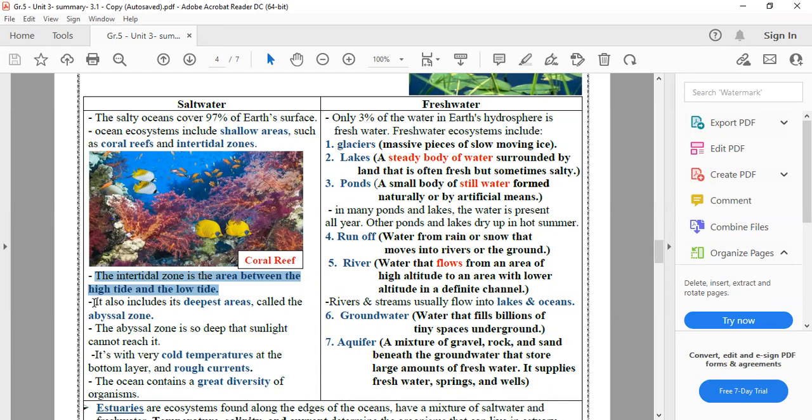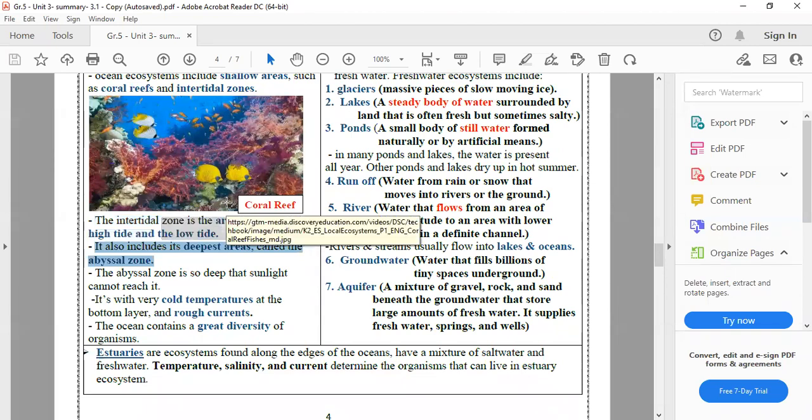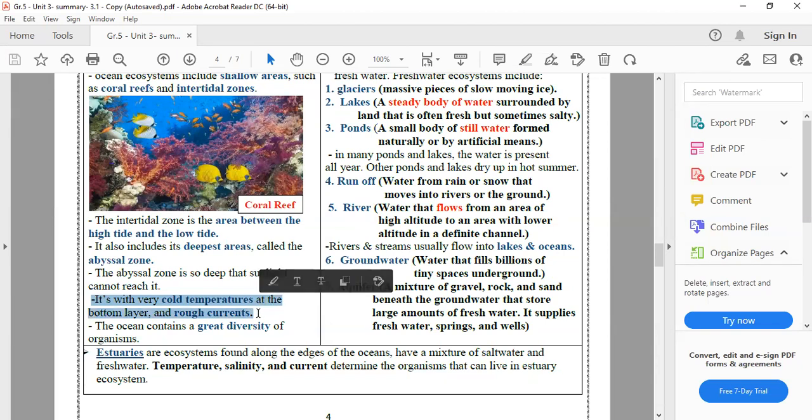Okay, also the oceans include the deepest areas. They are called the abyssal zones. The abyssal zone is so deep that the sunlight cannot reach it. Since there is no light, the temperature is very low. The abyssal zone has very cold temperatures at the bottom layer and rough currents.